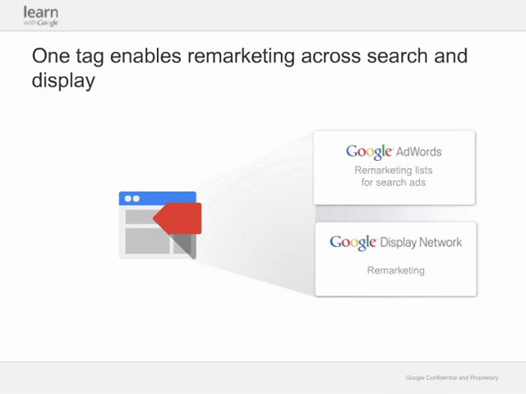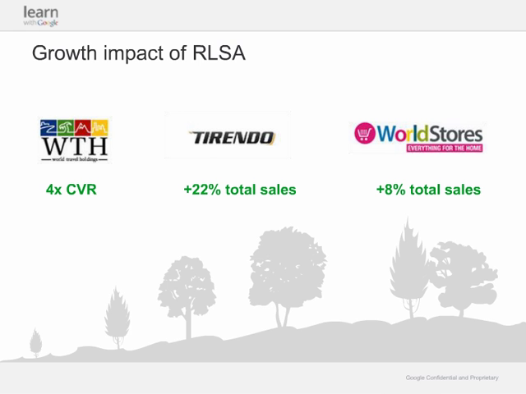We think this is pretty easy to utilize. It's the same Google AdWords remarketing pixel that we use currently on remarketing on the display network, and now those lists are available in search via remarketing lists for search ads. And so here's just a few examples of some big results that we've seen from advertisers.